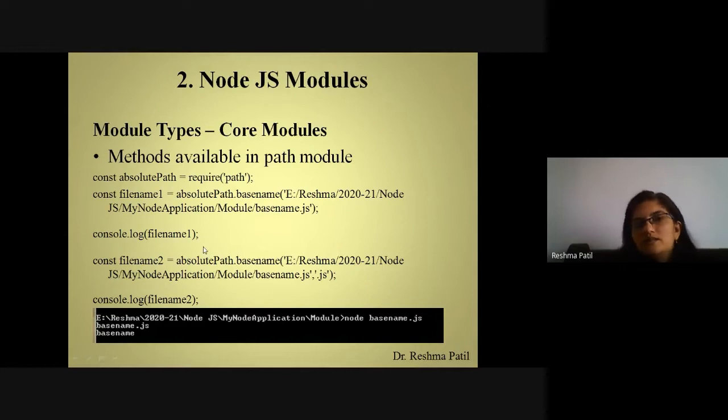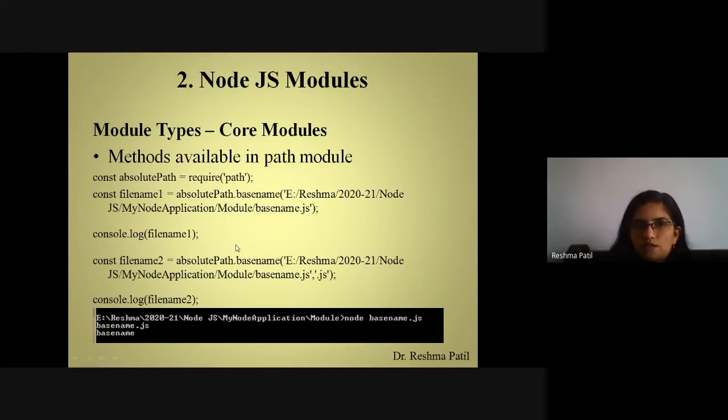Second way, we can filter according to the extension. If you want to get a file without its extension, we can write that extension after a comma. This is the end of my path. After that there is a comma, and in another pair of quotes I have given the extension of the file, that is .js. So the second output is without extension because I have already passed the extension here. So in the output I am not getting any extension.